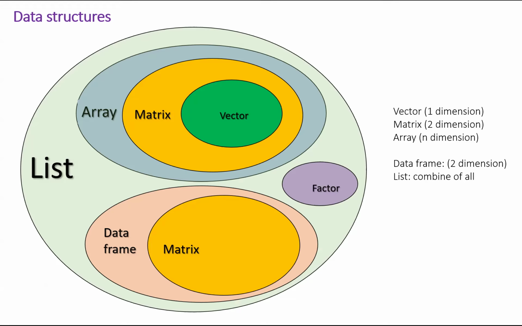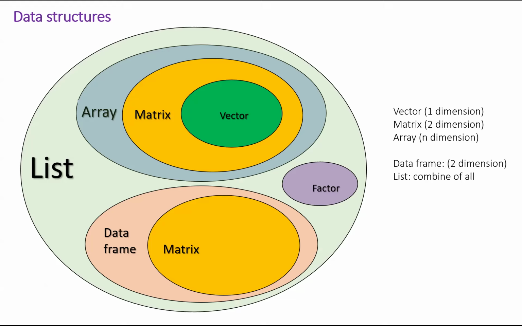But vector, matrix, and array can only store one data type. For example, if you want to store integer and character, you cannot use vector, matrix, or array because these are only used to store one data type. But with a data frame, which is 2D data, you can store character in one column and in the other column you can store numeric values.